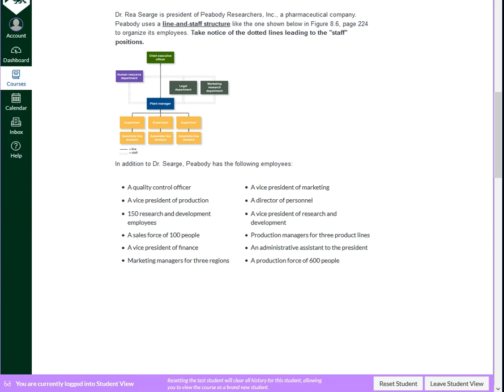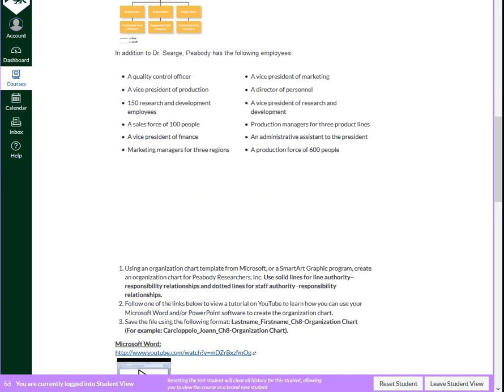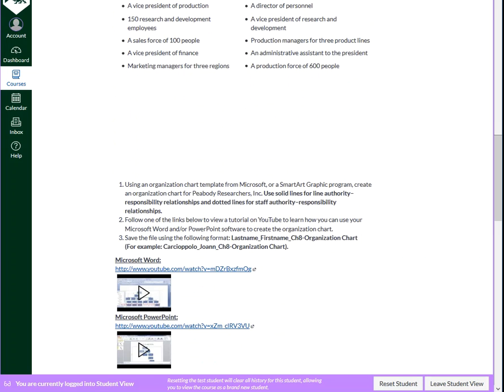Who are the people that are going to report to this vice president of research and development? Right there. Production managers for 3 different product lines. We have an administrative assistant to the president, and then a production force of 600 people over the 3 different product lines. Okay, those are very important concepts as you're building your organization chart.